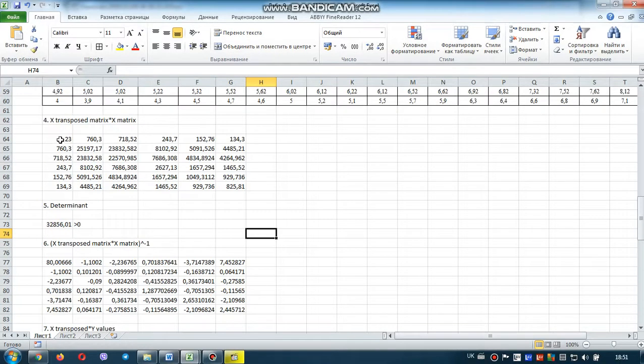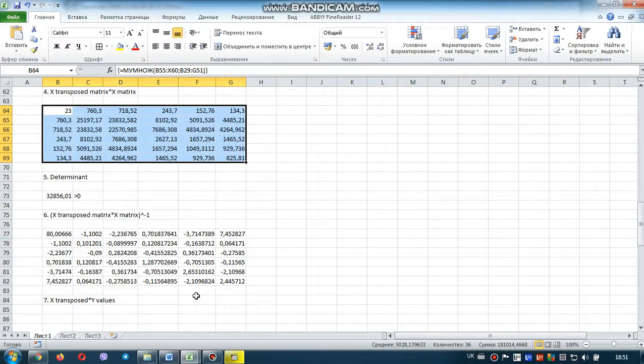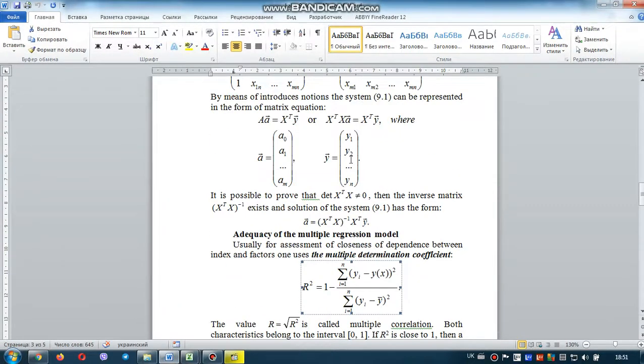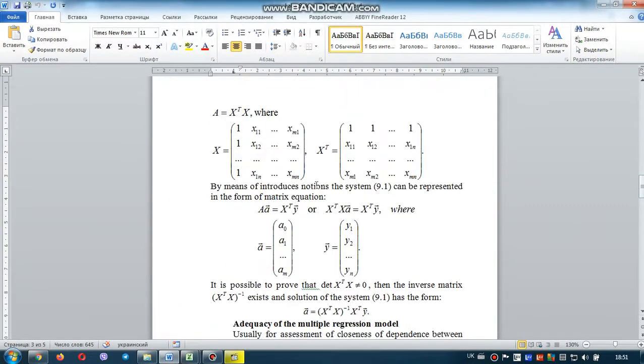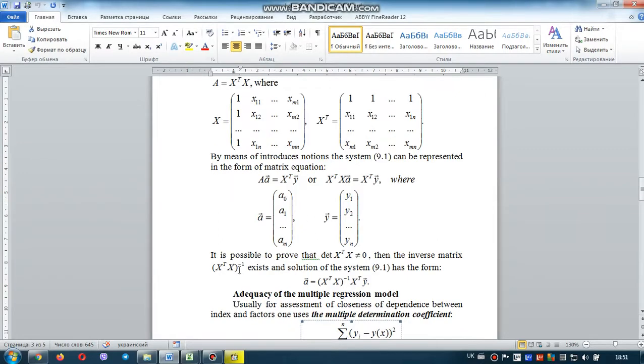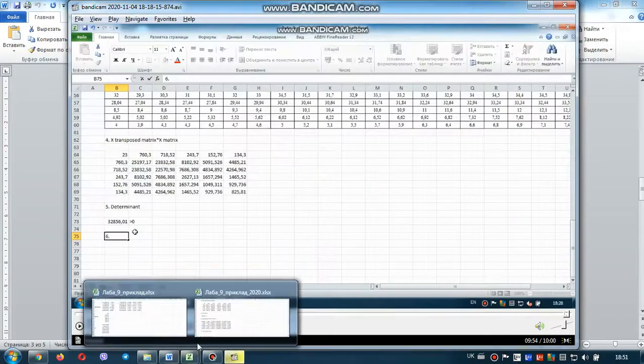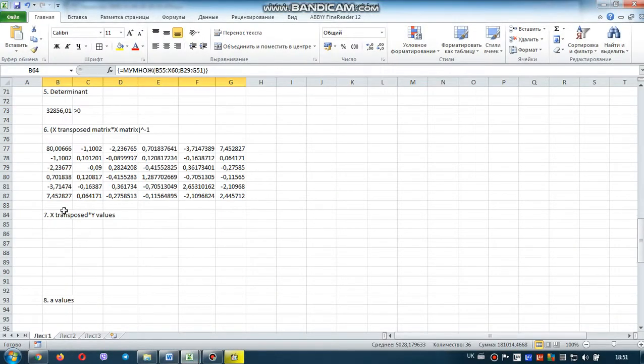transposed matrix of this one. MOBR is the matrix in the -1 degree. Transposed matrix is the matrix of T degree. Okay, so then we have to determine the product of our transposed matrix by the y values.